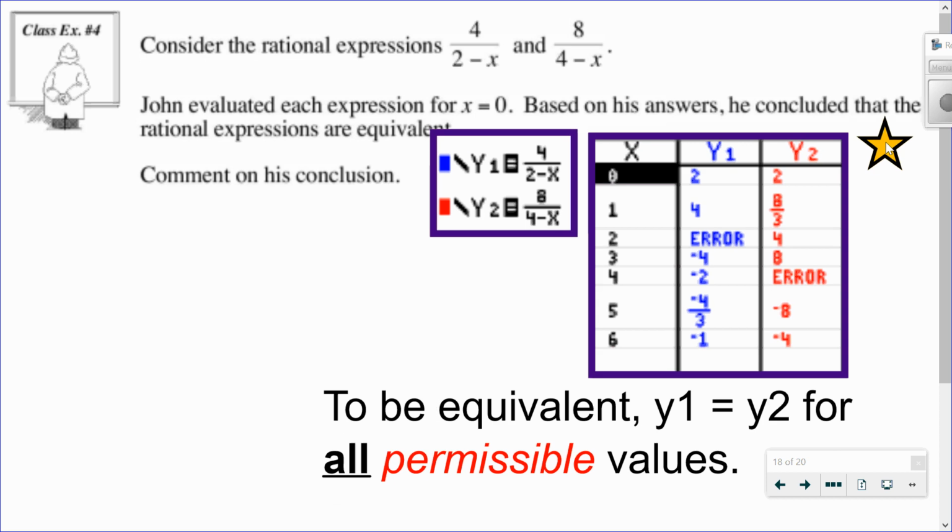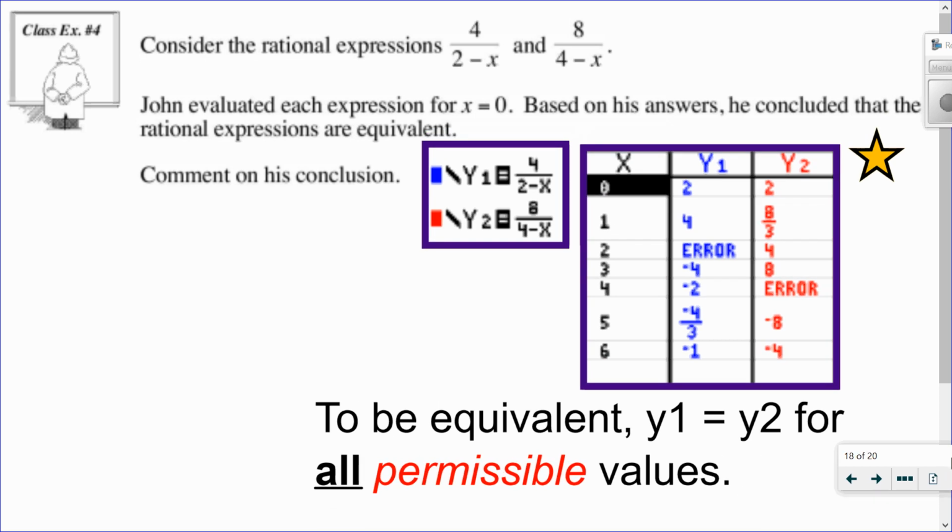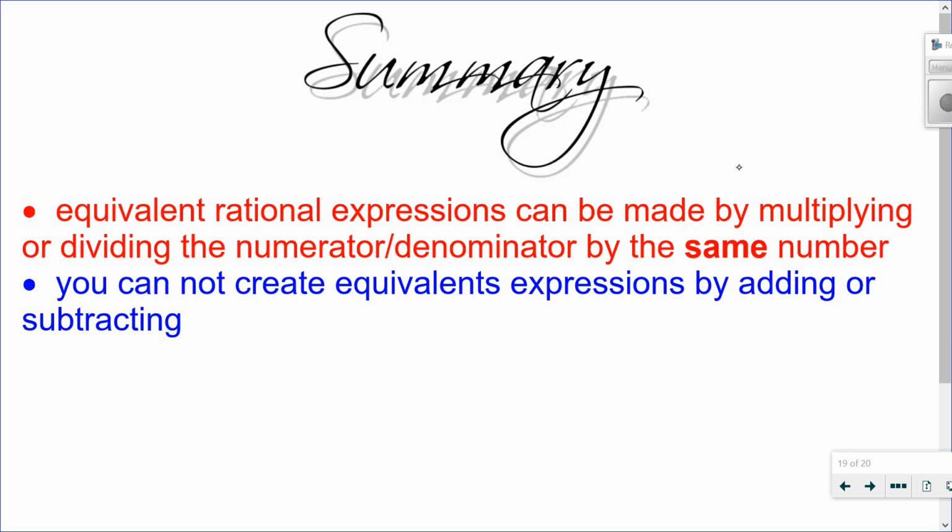Let's look in the table here for a second. So if I put one of them in y1, one of them in y2, looking at 0, I see that they are equal. But looking at every other value, they are not equal. So John lucked out and he found the one value of x that they're equal for. But every other value of x, they are not equal. So to prove something is equivalent, you can't just pick one value and plug it in. It has to work for all of the values. So to be equivalent, y1 has to equal y2 for all the permissible values.